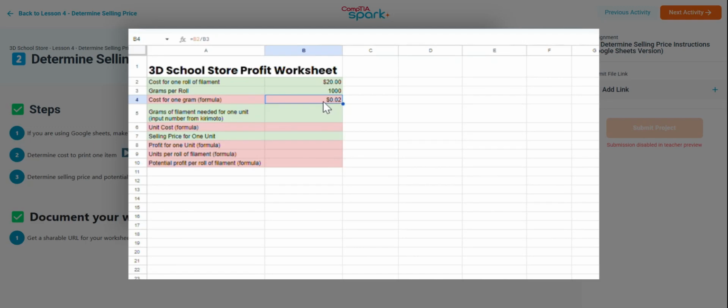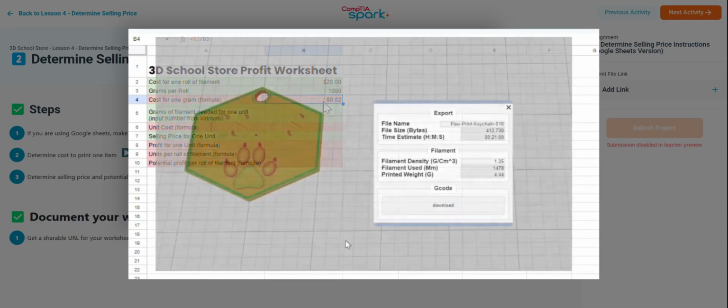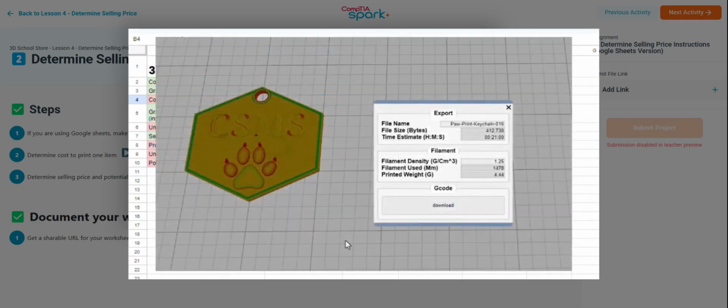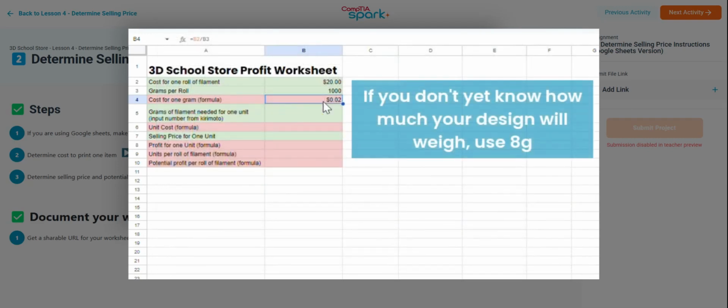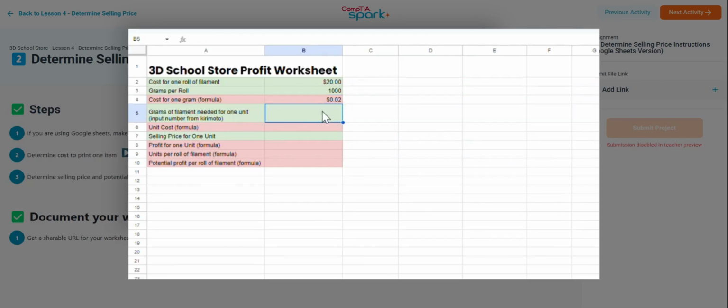The next cell we are going to enter is the number of grams that our designed item will take to print. We will get this number from Kirimoto. If you have already done that lesson, remember that we had a goal to keep the print under 8 grams. My print was 4.4 grams, but you will enter the amount for your design. If you haven't completed the lesson yet, that's okay. You can just put in 8 grams for now. But for mine, I'm going to put 4.4 and then hit enter.